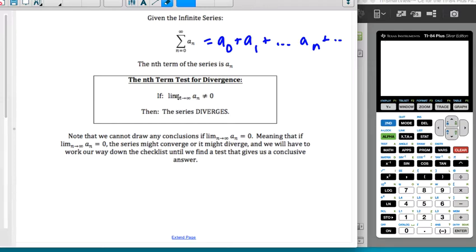If the limit as n approaches infinity of a sub n, so this term, is not 0, if the terms way down the line are non-zero, then the series has to diverge, and we'll talk about that in a minute. Note that we can't draw any conclusion in the other direction. If the limit as n approaches infinity of a sub n is 0, we don't know anything. It could converge, it could diverge. We're going to have to use other tests on the checklist to get a conclusive answer. So all this tells us is that if a term way down the line as n approaches infinity is non-zero, then the series has to diverge.